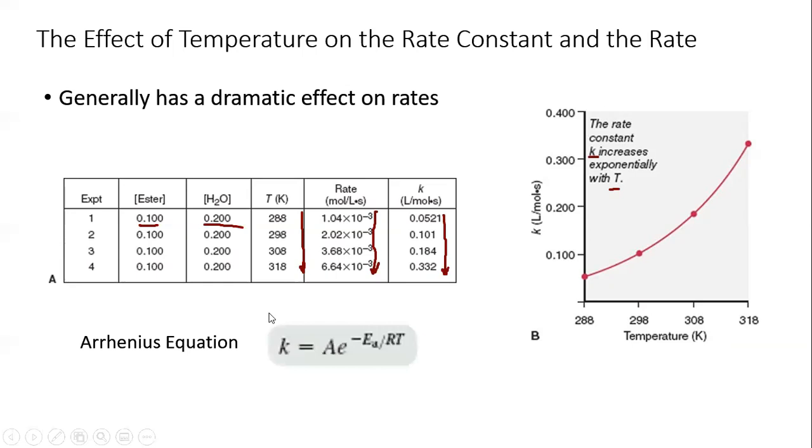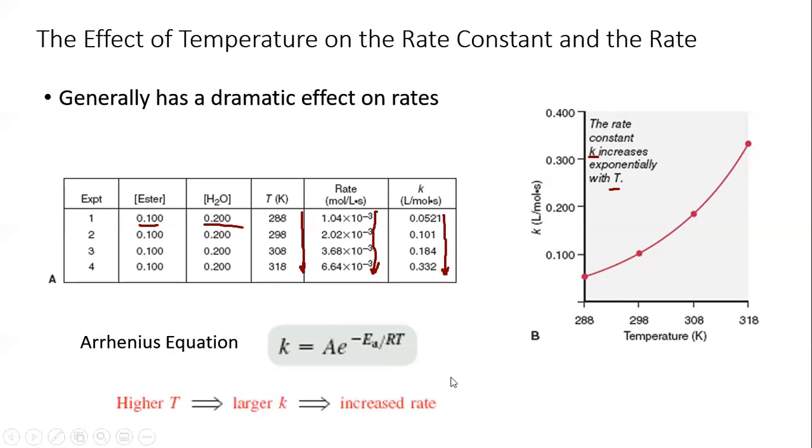And this is the equation that we can use to calculate the rate constant, the Arrhenius equation. So the rate constant k is equal to some coefficient A, times e raised to the negative Ea over RT.